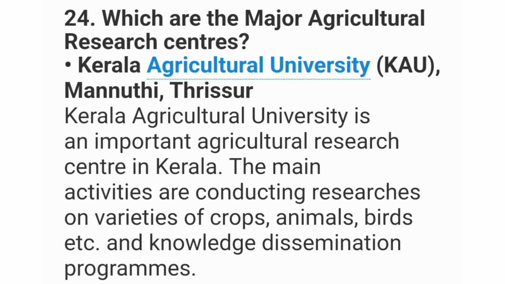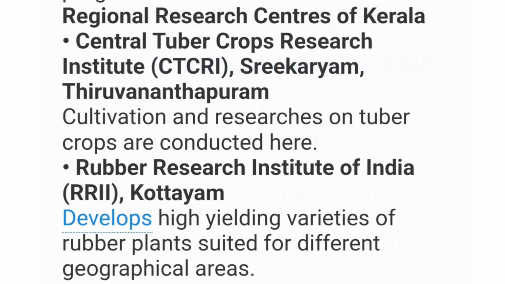Kerala Agricultural University is an important agriculture research center in Kerala. Their main activities are conducting researches on varieties of crops, animals, birds, etc. and knowledge dissemination programs. Regional Research Centers of Kerala. Central Tuber Crop Research Institute, Sreekariyam, Thiruvananthapuram. Cultivation and researches on tuber crops are conducted here.